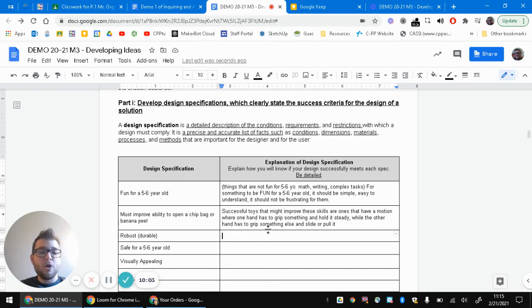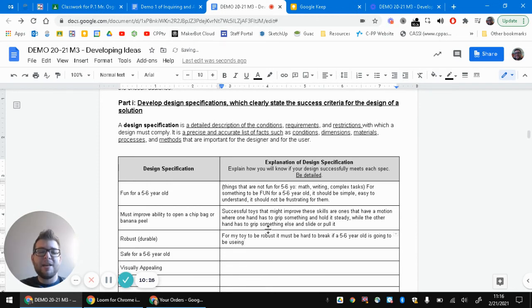So robust or durable, what does that mean? Well, for my toy to be robust, it must be hard to break if a 5 to 6 year old is going to be using it. So again, think of things that aren't robust, that aren't durable. What are things that are often broken? In my mind, things that have thin plastic parts break all the time, right? Those are things that you're going to find broken. Things that are cheap from the dollar store, they're flimsy, they could get bent.